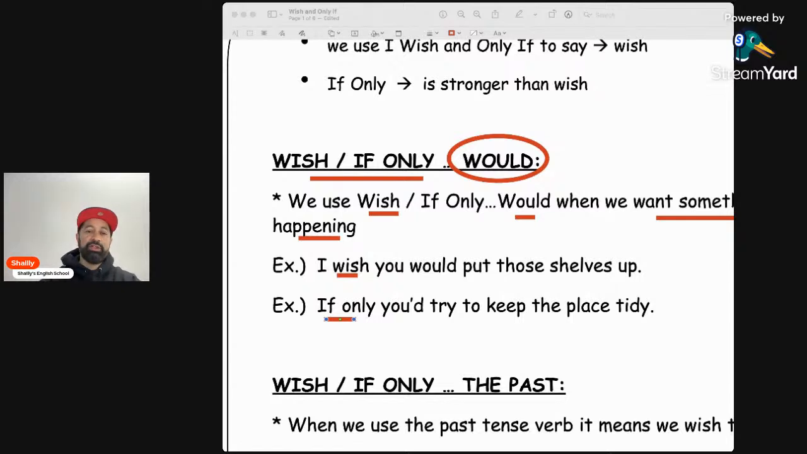So the first sentence, I wish you would put those shelves up. Let's imagine that you buy some shelves from IKEA. The next thing you need to do is put them onto the wall. That's what put up means. You put the shelves up onto the wall. So maybe your husband, your boyfriend, your girlfriend, your wife, they are supposed to put the shelves up, but they haven't done it. So you want them to do it. You wish that action would happen. So we would say, I wish you would put those shelves up.